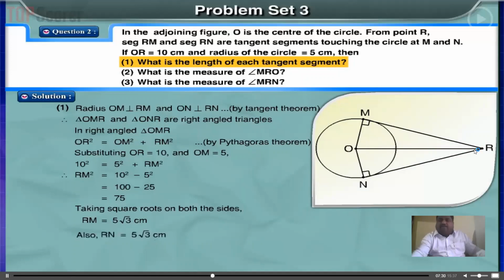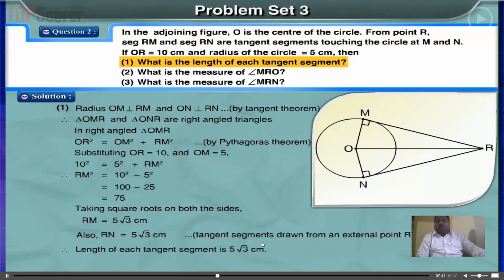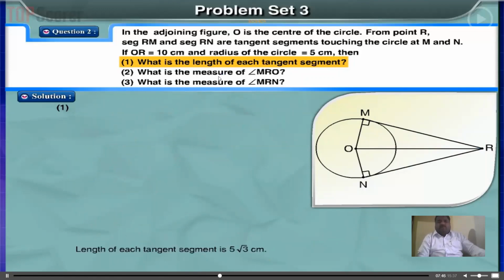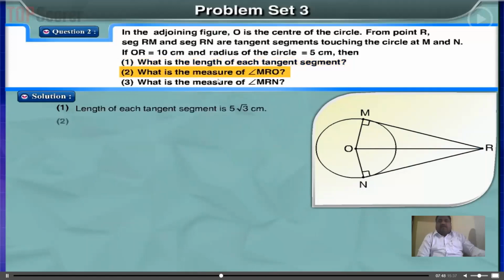Also, RN is equal to 5 root 3 centimeter because tangent segments from an exterior point are congruent. Therefore, the length of each tangent segment is 5 root 3 centimeter. Second question is, what is the measure of angle MRO?